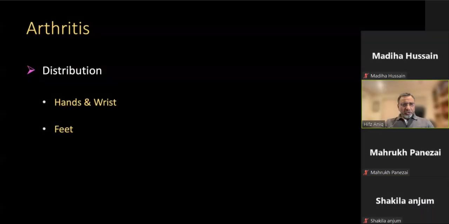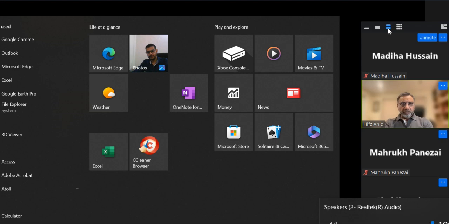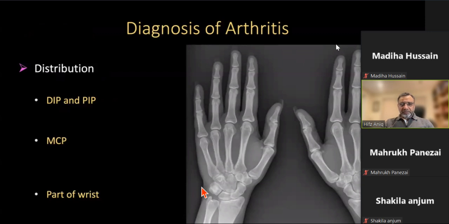Okay. So distribution, we're just looking at hands and feet, including the ankle joints. So when we look at the distribution, we look at the interphalangeal joints, which are DIP and IP joints, and then we look at the MCP joint and part of the wrist, or which part of the wrist joint is involved. And you can look at these X-rays in any order. You can start from the wrist onwards or from top to bottom in an X-ray or chest X-ray. You should cover all the areas so that you don't miss anything.